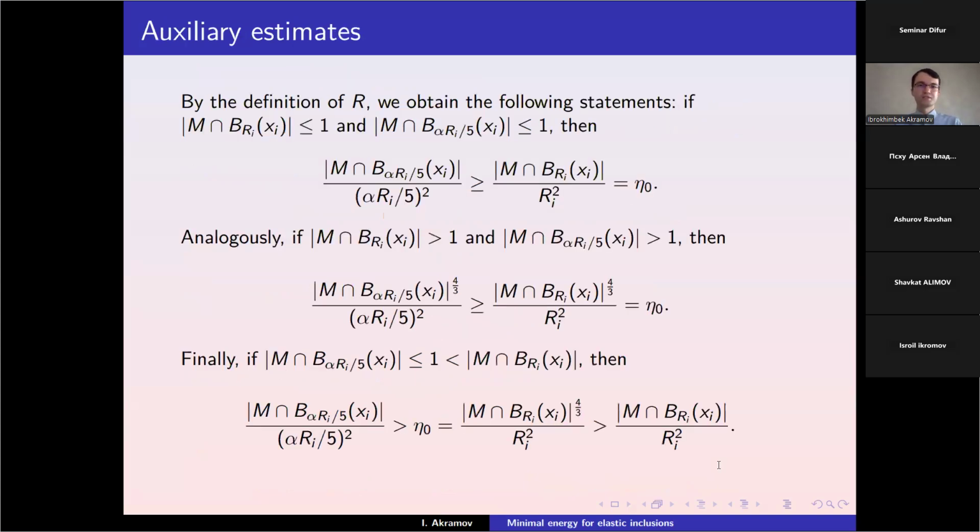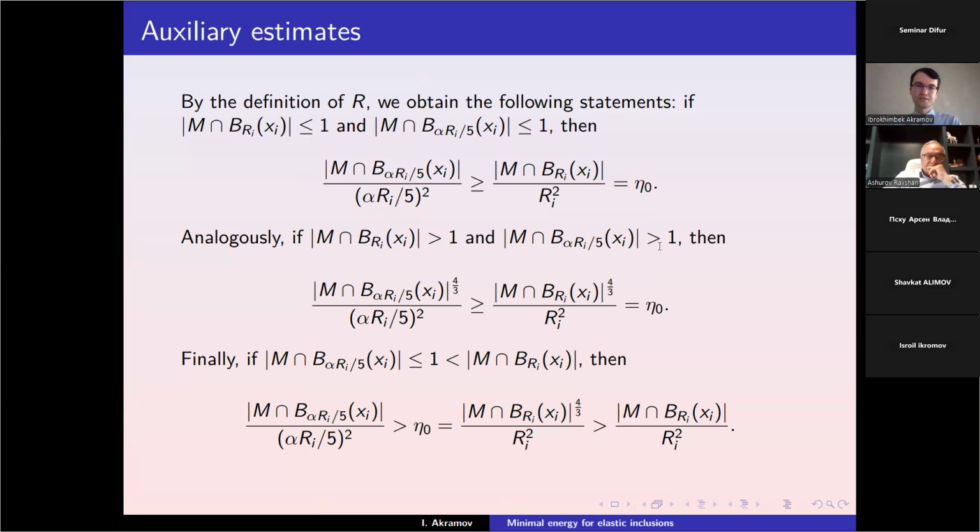So next, we consider the three cases. By the definition of R, we obtain the following statements. If this measure is smaller than 1, and this measure with alpha r to the 5 is also smaller than 1, then we obtain this inequality.